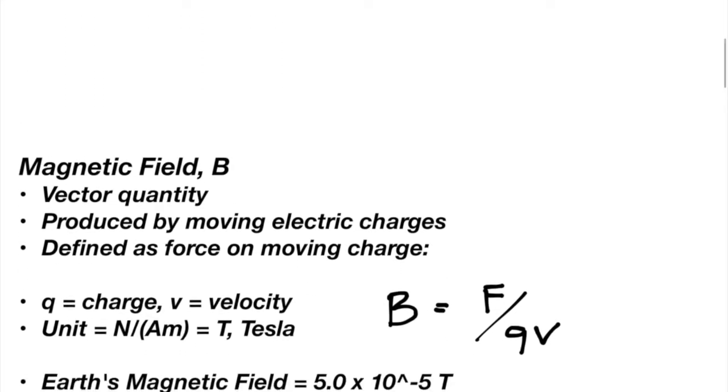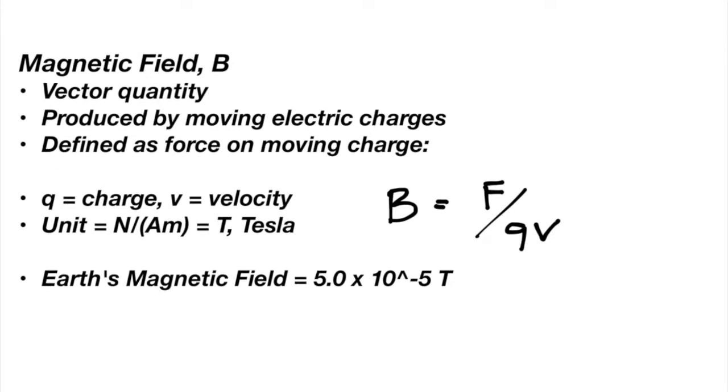So the first thing we're going to do is talk about magnetic fields, which are denoted by the letter B. Magnetic fields are vector quantities, meaning they have a magnitude or a strength and a direction. Magnetic fields are produced by moving electric charges and as such are defined as the force on a moving charge, which is why the equation for magnetic field is equal to force divided by Q times V, which is the charge as it is moving with a velocity V.